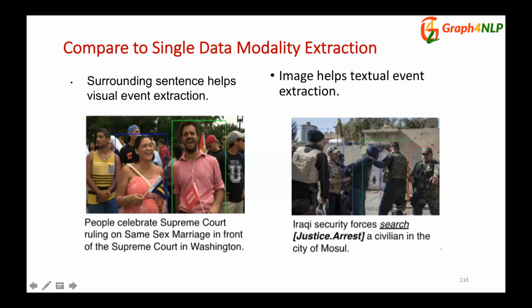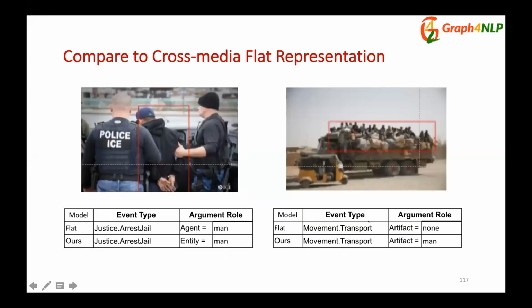And similarly, on the right side, if we ignore the image side, we may mistakenly miss this arrest event because search is not a common trigger word for arrest. But looking at the scene graph and the situation recognized from the image side, the graph structure, we clearly know there's an arrest event going on. So that's why the joint model can extract this kind of additional events and structures.